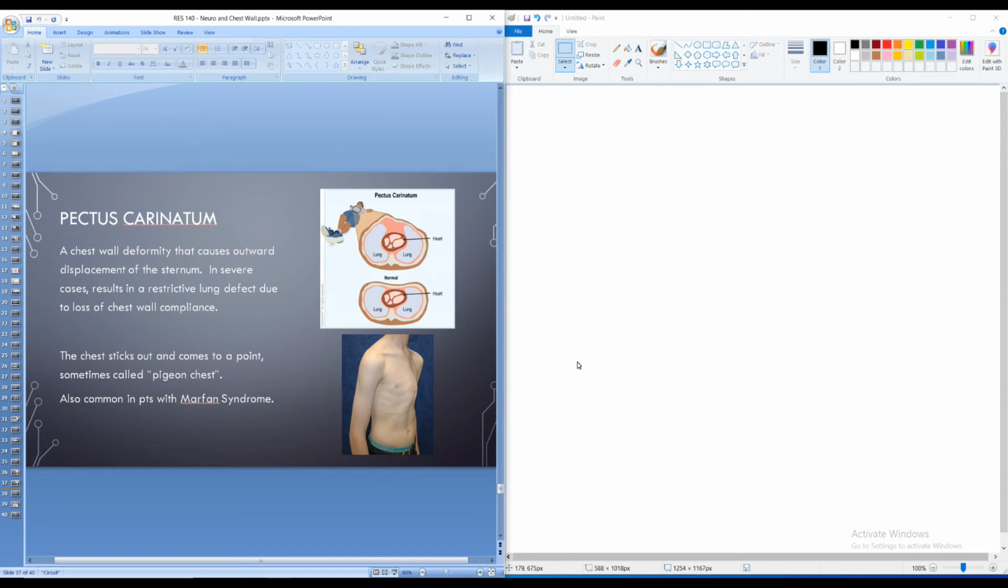So if we look at our little pictures here, we can see that this is not a normal makeup of the chest wall. It doesn't have the compliance or the ability to stretch as much as a normal chest wall would. So translate that to what it means for your lungs. If the chest wall can't move, the lungs can't move as much as they should be able to move. So there's our restrictive defect as a result of a loss of chest wall compliance, not a loss of lung compliance.